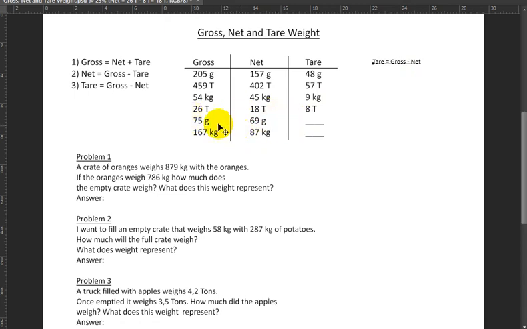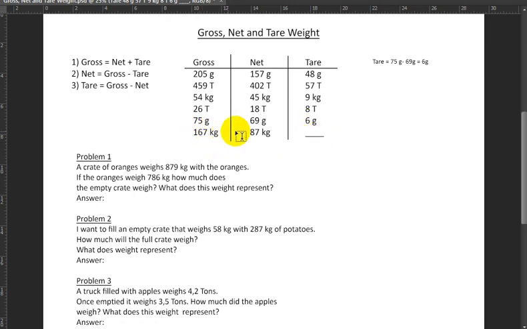We can see on this line that the gross weight is 75 grams and the net weight is 69 grams. So 75 grams and 69 grams. The difference between these two, if I do 75 minus 69, is 6 grams. So the tare weight in this case is going to be 6 grams. The packaging, that means the packaging, the container, is going to weigh 6 grams.